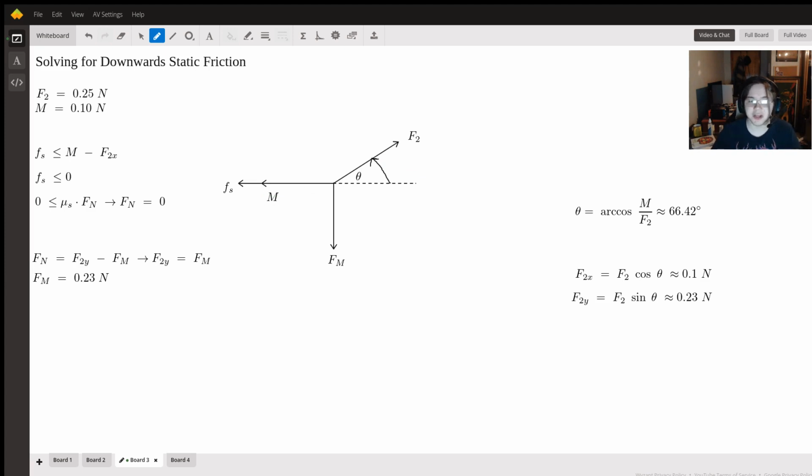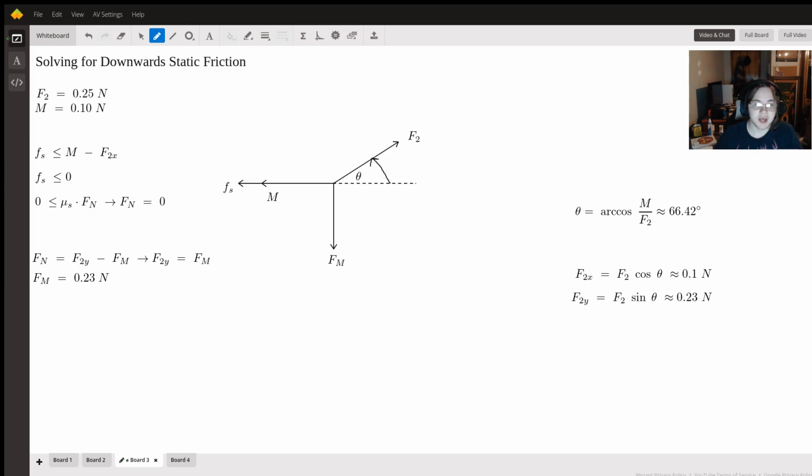Done. Good to go, right? In that case, we end up getting an angle of 66.42 degrees. Solving for our x and y components for our upwards force, we get 0.1 newtons along the x-axis and 0.23 newtons along the y-axis. So in that case, our static friction is going to end up being 0 newtons. Physically, that would be the point where you're pushing up with enough force that you're really not getting any frictional force coming back at you.